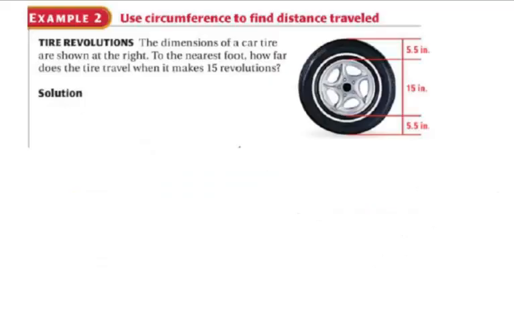Okay, so let's look at a problem that you are going to see, so I would definitely make sure you know how to do it. Put it in your notes. The dimensions of a car tire are shown at the right. To the nearest foot, we need to know how far the tire travels. How far does the tire travel when it makes 15 revolutions? Okay, so first thing we want to look at is we're going to find the diameter.